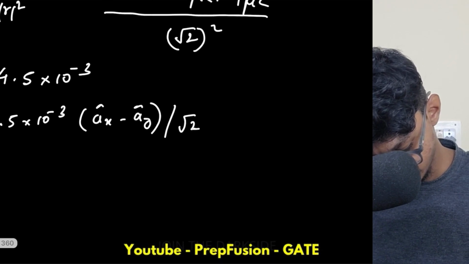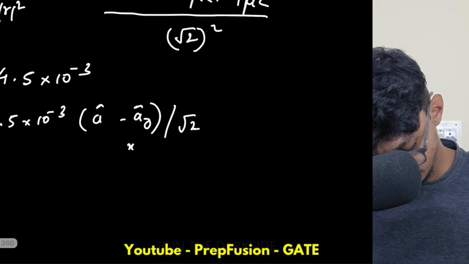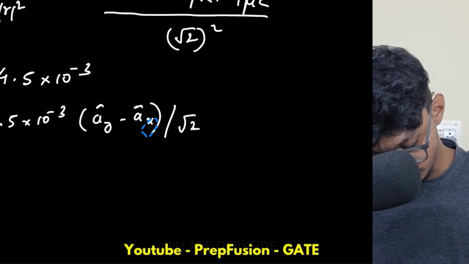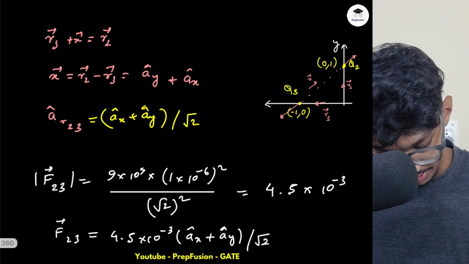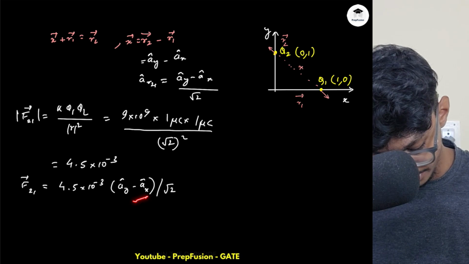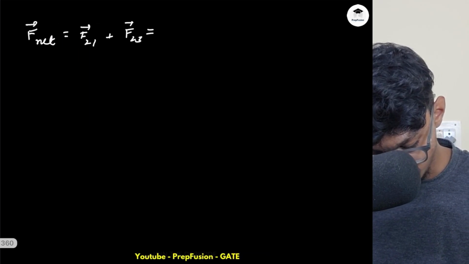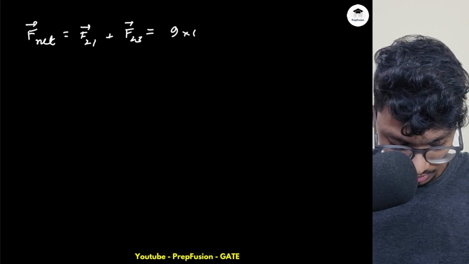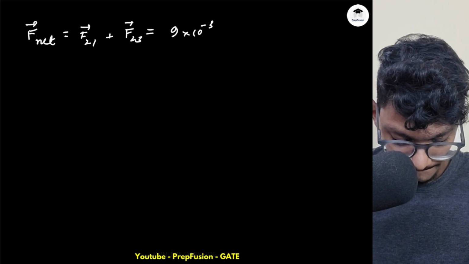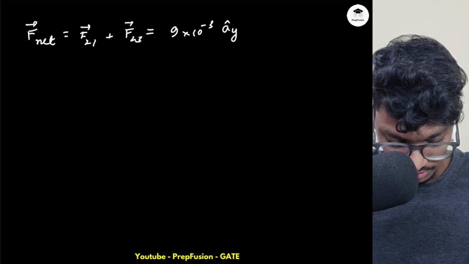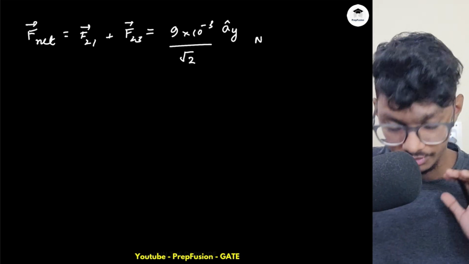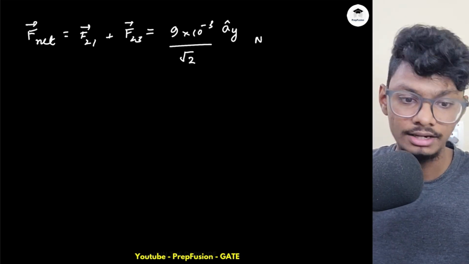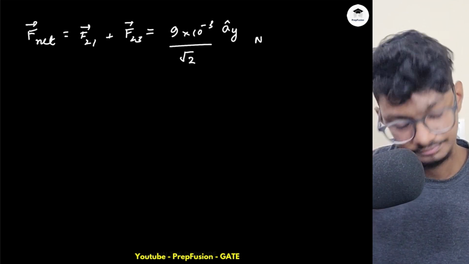Okay, fine. And here this will also be swapped. Sorry for that. So this will be the case. If you observe carefully, the ax component will cancel out and ay will remain twice of ay. So basically my answer will be 9 into 10 raised to power minus 3 ay divided by root 2 newtons. So this will be the overall force due to the whole system of charges due to Q3 and Q1.